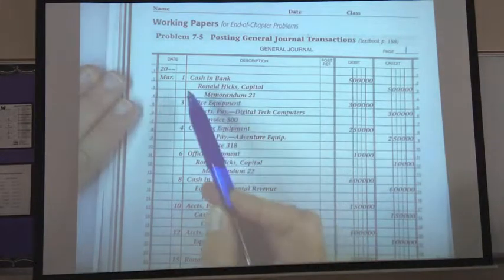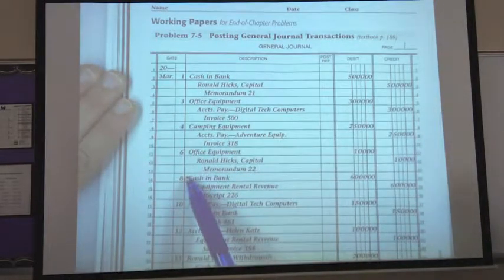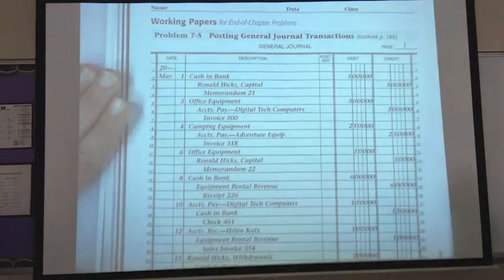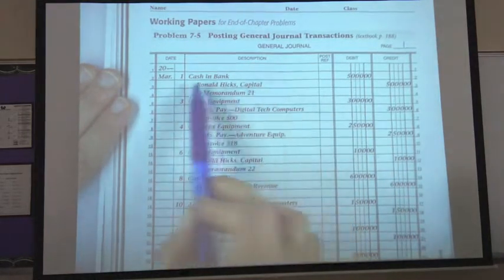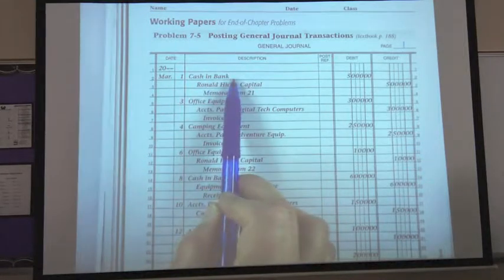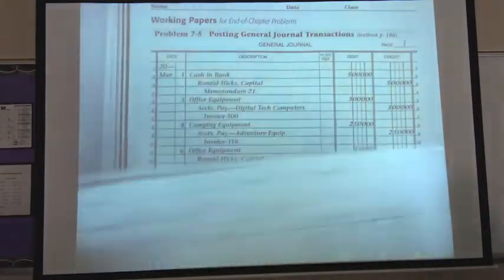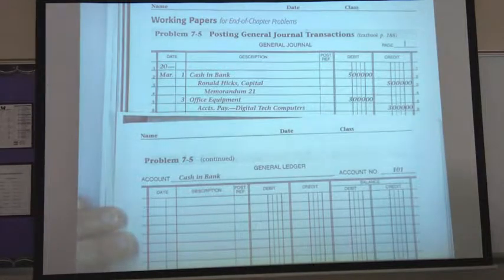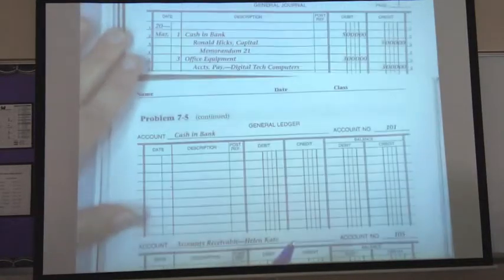And we're just going to work through the process of posting some transactions. After a while, I'm going to turn you loose to do the rest on your own, and we'll come back and check them. But let's do maybe the first 3 or 4 together. This first one happened on March 1st, and the first entry was for cash and bank. So I want you to go to cash and bank.